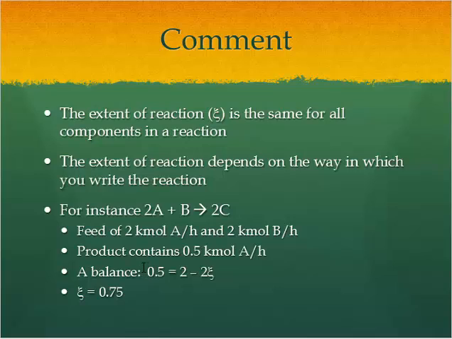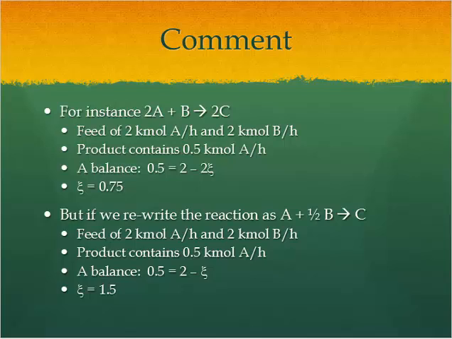So at the end I have 0.5. At the beginning I had 2. The stoichiometric coefficient is 2. It's being consumed, so minus 2 times the extent of reaction. And if you solve this, I came up with squiggle is 0.75. Okay, no problem, but now let's look at what's going to happen if I change the way I write the reaction. This is another very valid way of writing the reaction.